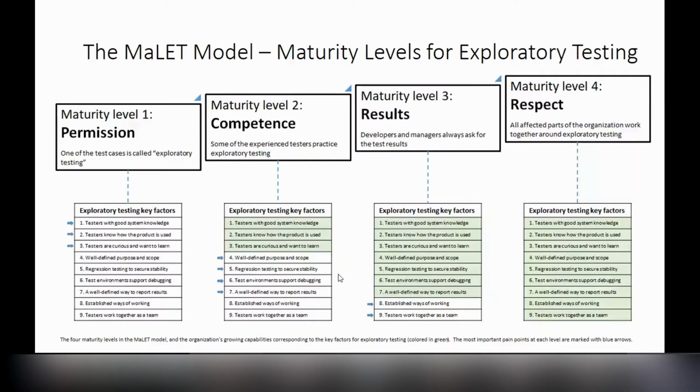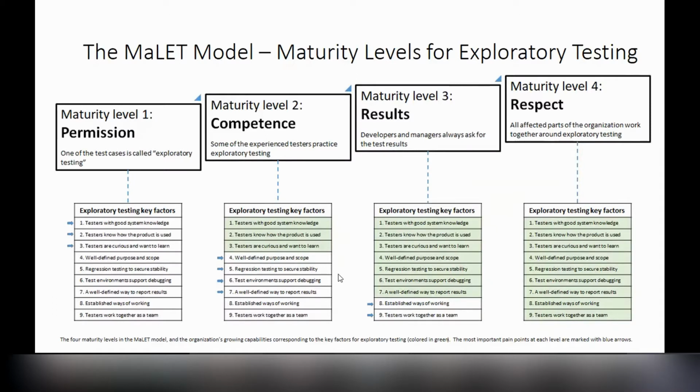You might also see that exploratory testing might not be for everyone. That testers are curious and want to learn is one of the key factors that we've seen from previous studies. So if you're more like a person who likes to have detailed instructions, then you might want to move to another department where you also practice testing with test cases.